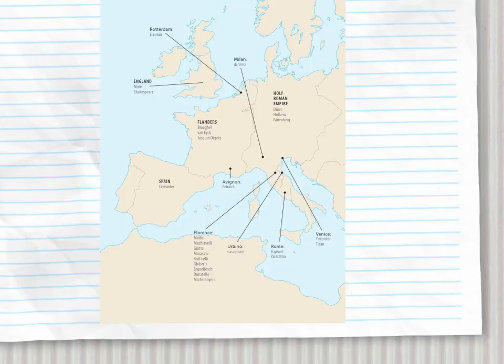Okay, so here's a little map. It's in your textbook too. And it just kind of shows you which artists and which writers came from which countries and which areas in Europe during the Renaissance.